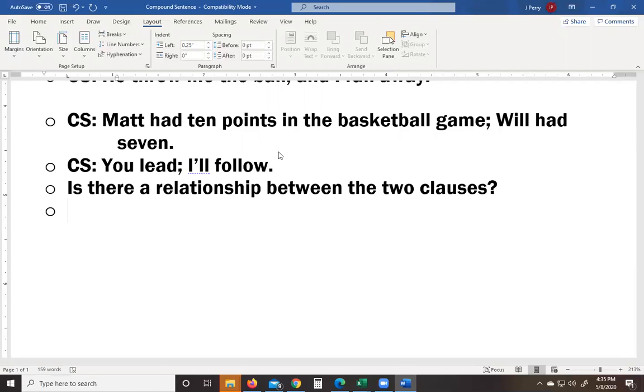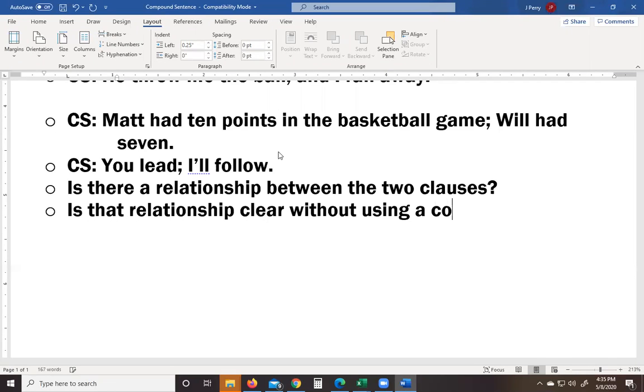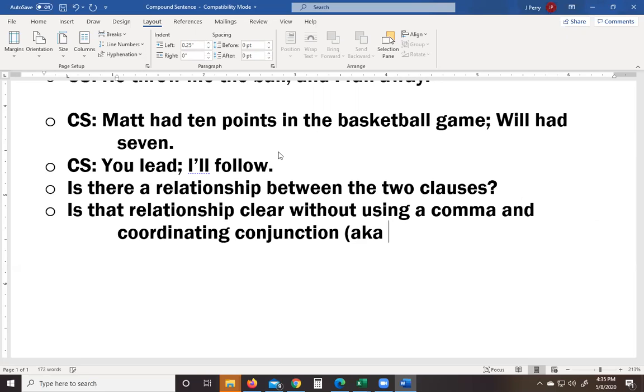And then the second question you ask is, is that relationship clear without using a comma and a coordinating conjunction, a.k.a. FANBOYS? So that's the second. And if you can answer yes. So you lead, I'll follow. You lead, I will follow. So is there a relationship between these two clauses?